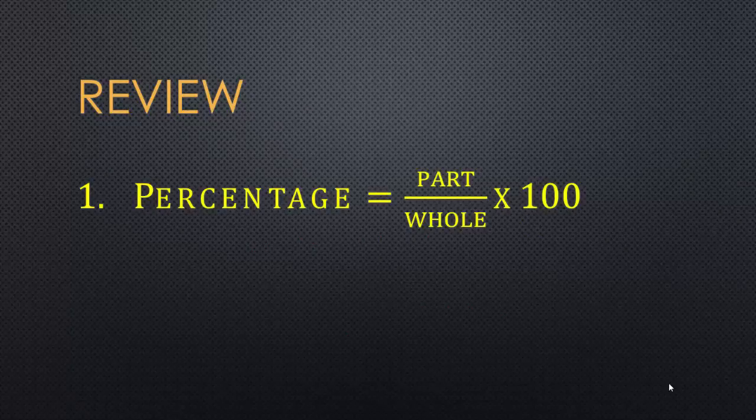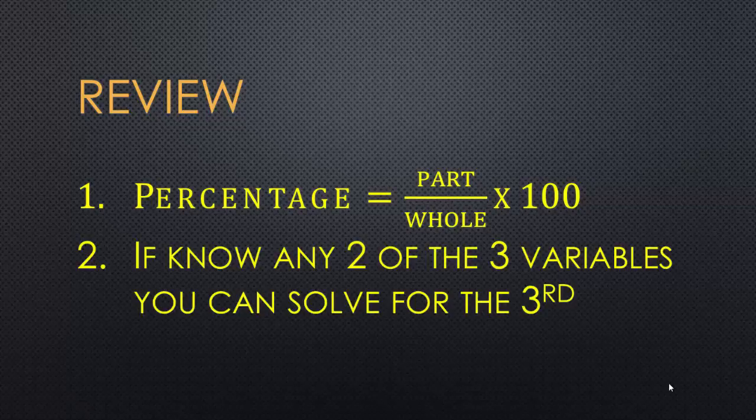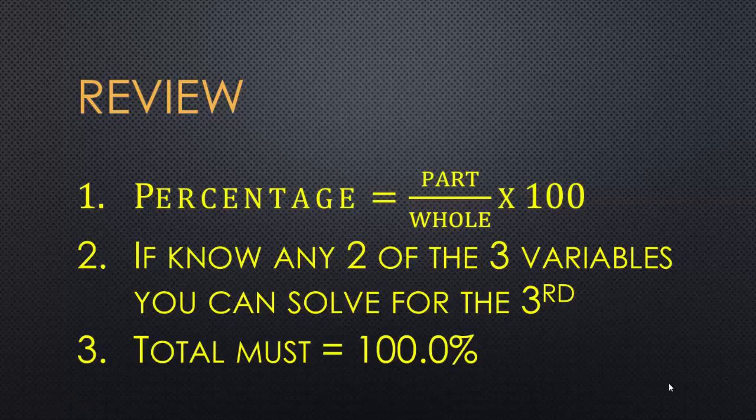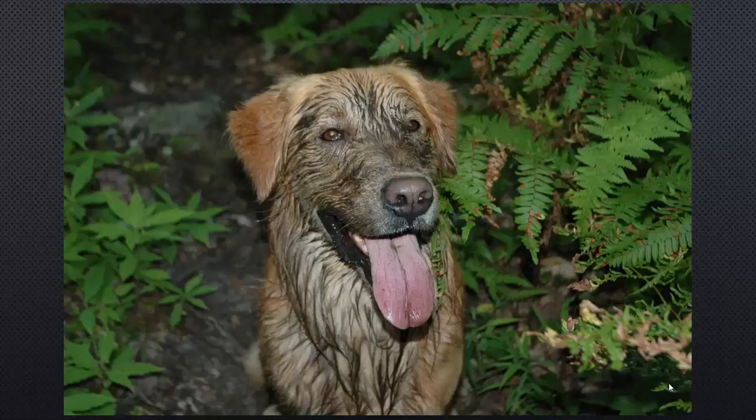6.99 liters. So to review this subset of algebra, the equation is the percentage equals the part divided by the whole times 100. If you know any two of the three variables, and the variables will be percentage, part, and whole, you can solve for the third variable. When you total up all of the percentages of the parts, it must equal 100%. The whole equals 100%. And that's the down and dirty of percentages.